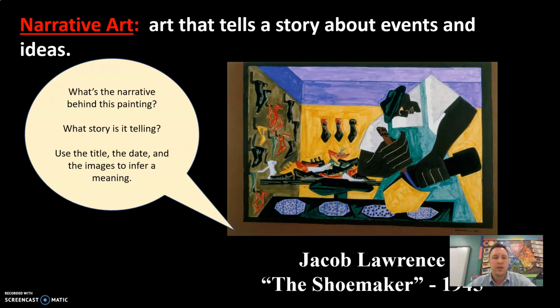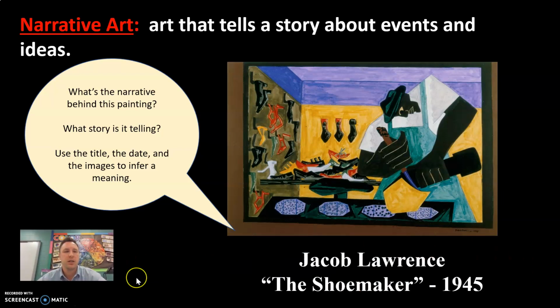So your first slide, your first vocabulary word is narrative art. That's what we're creating. We're creating a narrative artwork, and it is art that tells a story about events and ideas. So to your right, there is an image of a painting by the famous artist Jacob Lawrence. It's called The Shoemaker. It was made in 1945. The question asked in the speech bubble here is, what's the narrative behind this painting? What story is it telling? And you can always use the title, the date, and the images to infer a meaning.